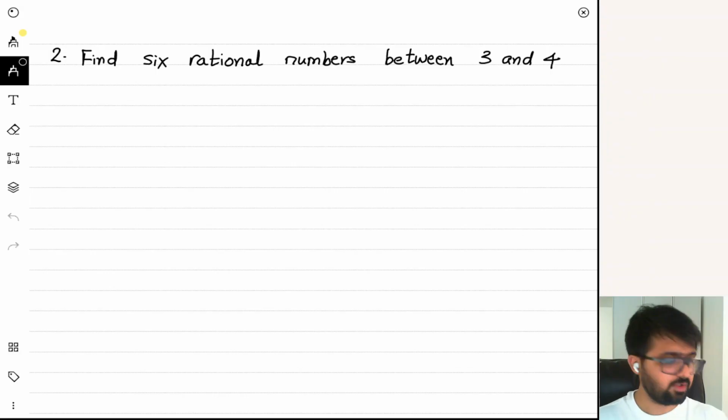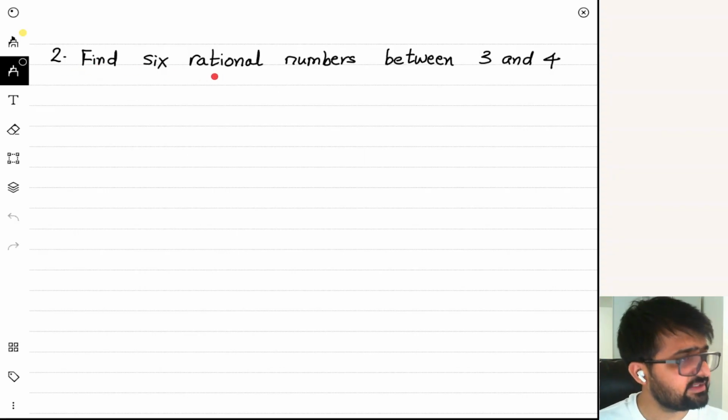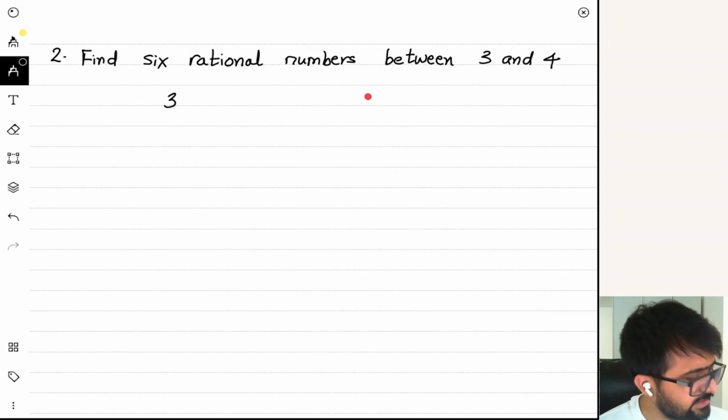All right, let's move to problem number 2 from this exercise. They say find 6 rational numbers between 3 and 4. Now, whenever they say find some rational numbers, whatever the number, whether they say 6 or 7 or 10, it doesn't matter. Find whatever rational numbers between two numbers. The most effective way to do this is I first write those numbers down. So I need to find 6 rational numbers between the numbers 3 and 4.